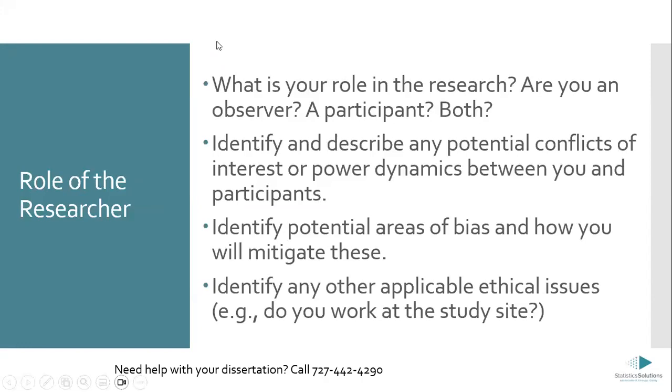With the role of the researcher, again, are you an observer only? Are you a participant only? Are you going to do both? Because depending on which role you assume, it can create power dynamics that can either help or hinder data collection. It can also lead to different investments of time and of resources and of energy.